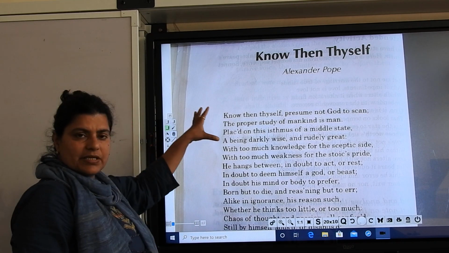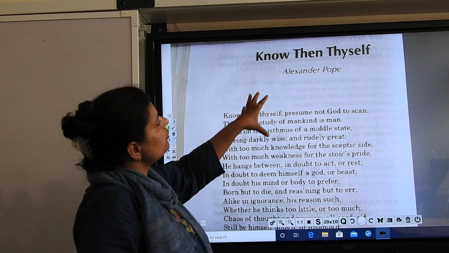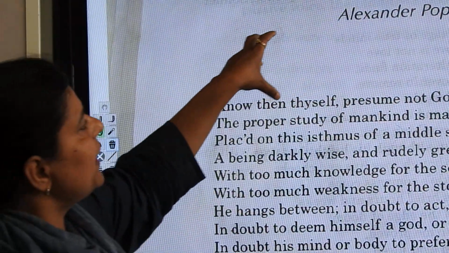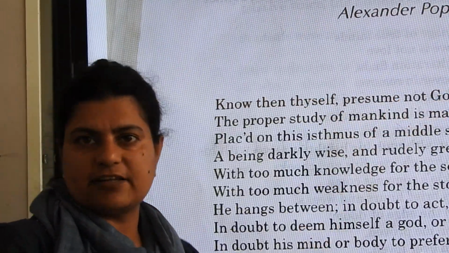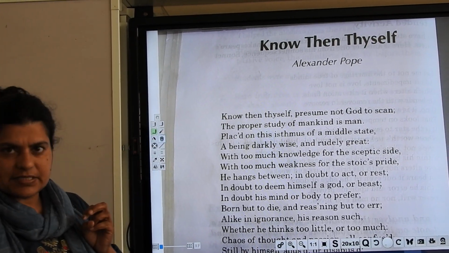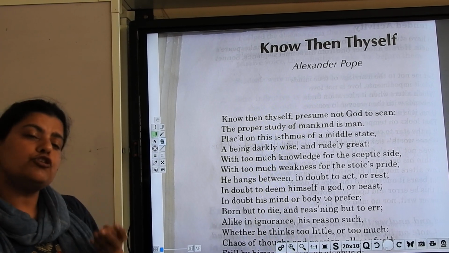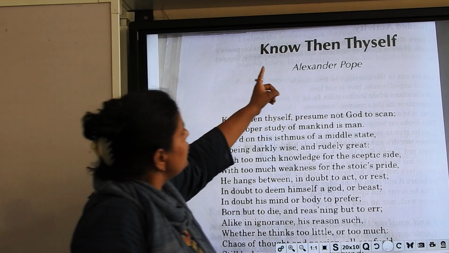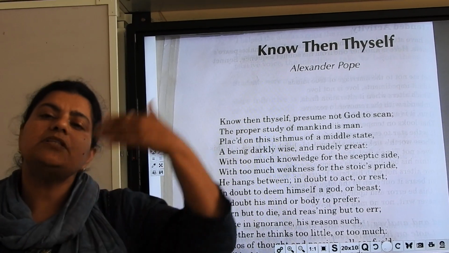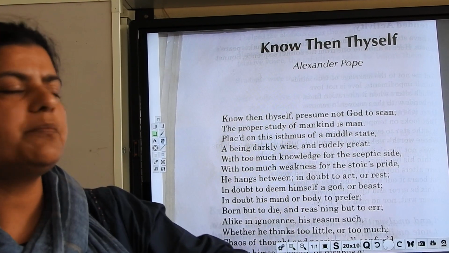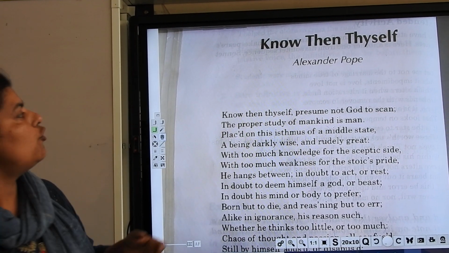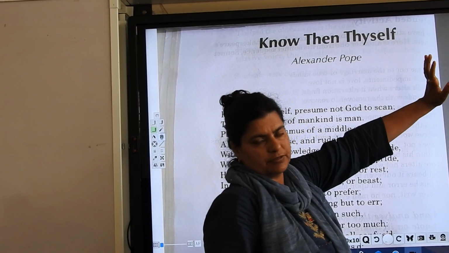Today, you can see in the present lecture that I have put on the digital board the poem by Alexander Pope, Know Then Thyself. The title of the poem indicates that you should know then thyself. Instead of knowing some other person, it may be God, it may be some divine power, it may be nature, whatever it is, you have to know yourself, thyself.